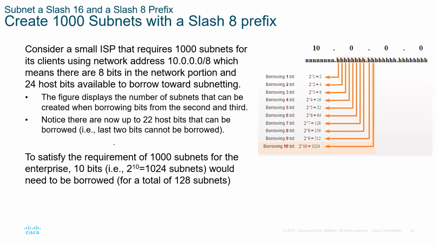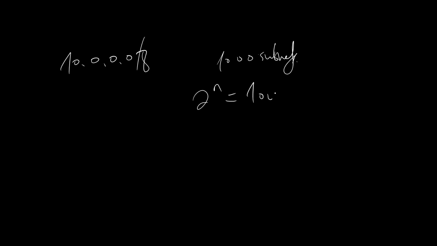Create 1000 subnets with a /8. That's another example. How easy is that? Very easy. So we have a 10.0.0.0/8. I want to create 1000 subnets. 2 to the power of n is equal to 1000. How many bits do I need to create 1000? 2 to the power of n is equal to 1000.